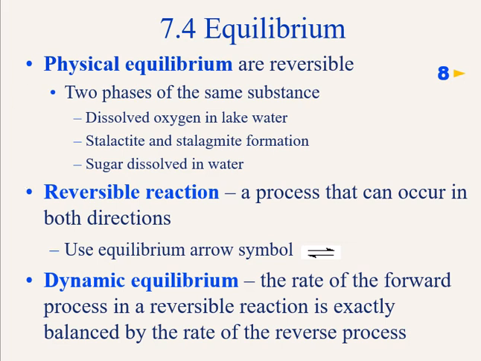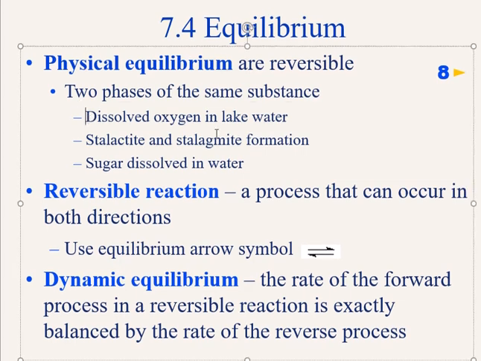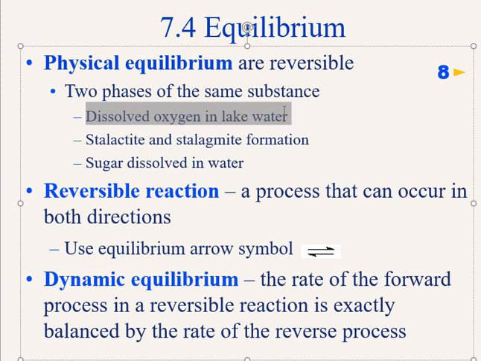Now, equilibrium in chemistry, first of all, could be a physical equilibrium or a chemical equilibrium where chemical reactions are involved. Physical equilibrium has to do with two different states of matter coming into contact with each other. For example, if you dissolve oxygen gas in liquid water in a lake, there might be equilibrium associated there. We'll talk about what that could be in a few seconds. Stalactite and stalagmite formation in a cave, and even when sugar dissolves in water, there is equilibrium involved there.